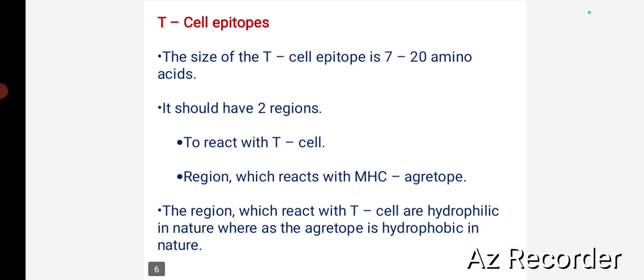Next, moving on to T cell epitopes. The size of a T cell epitope is 7 to 20 amino acids. It should have two regions. One is to react with the T cell alone. The next one reacts with MHC aggregate. The region which reacts with the T cell is hydrophilic in nature, whereas the aggregate region is hydrophobic in nature.